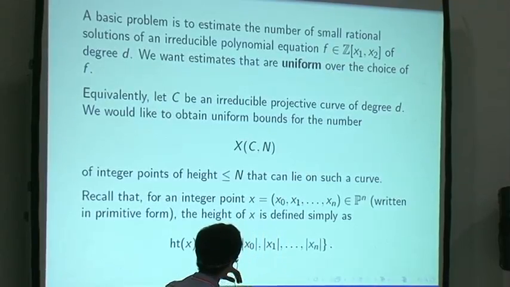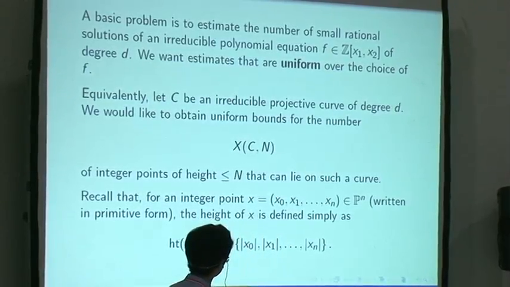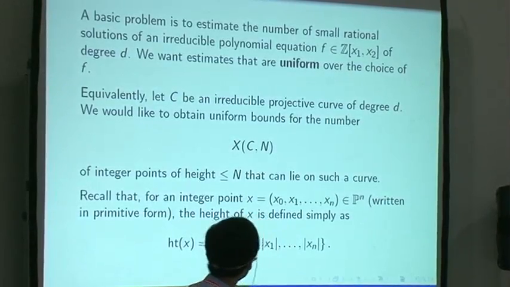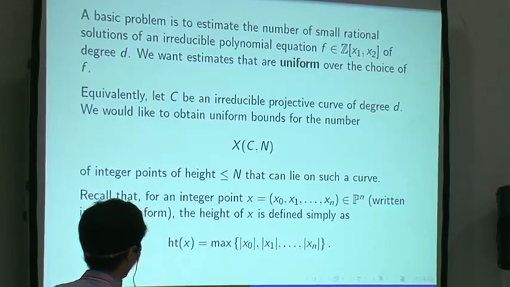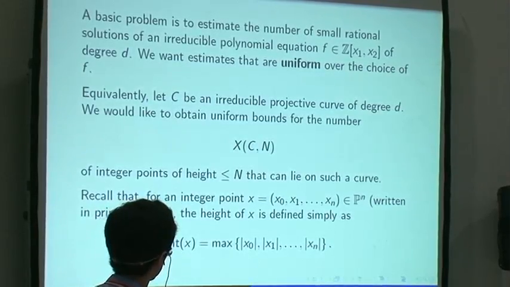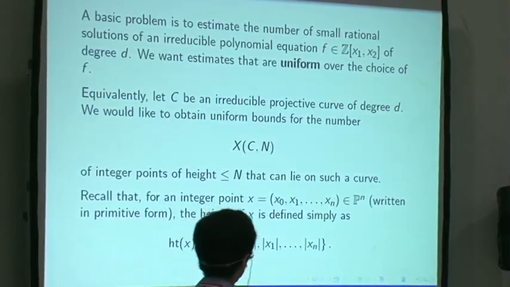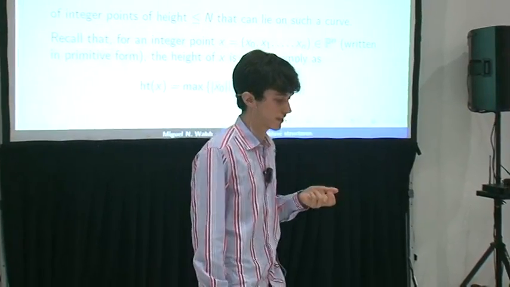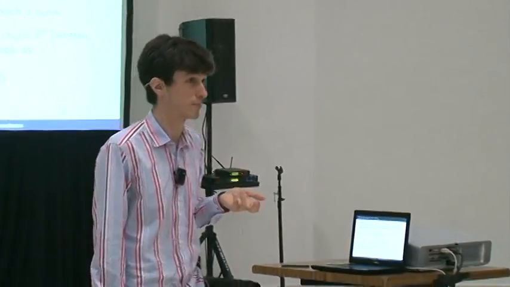So equivalently, you can consider an irreducible projective curve of degree d. It's like counting rational points in an integral equation. And we want to obtain uniform bounds for the number of integer points of height less than n on this curve. If you don't remember, the height of a point is defined very simply.